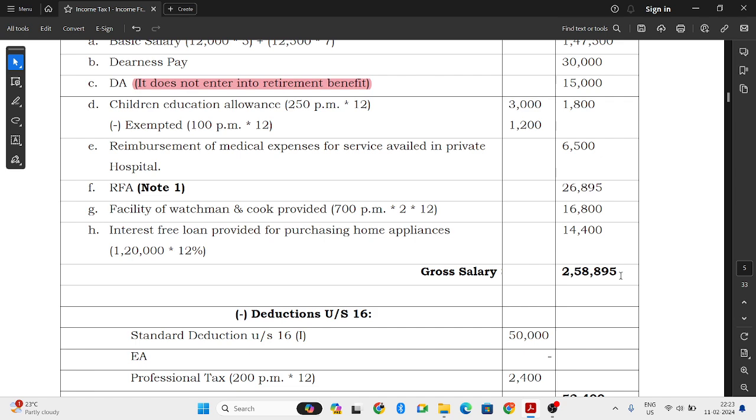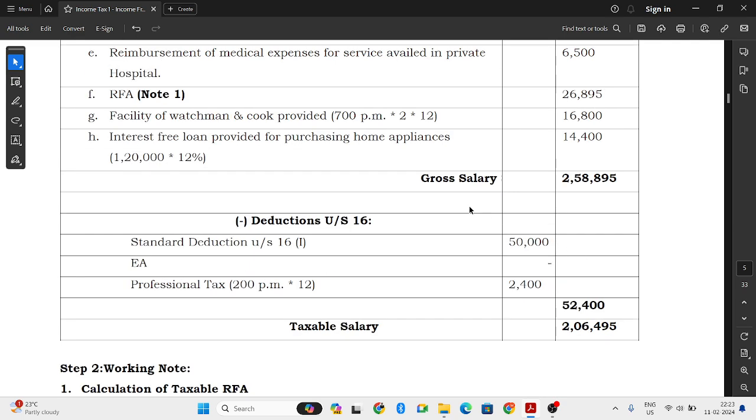When you add all these things, the gross salary will be 2,58,895. Again, you will get the deductions under section 16. We have three kinds of deduction. The first one is the standard deduction, where you get 50,000. The second deduction, entertainment allowance, is only for government employees, so Srimati Savita is not a government employee, and let us not bother about that. For professional tax, she has paid 200 per month, so for 12 months a total of 2,400, which she will get as a deduction. So the total deduction applicable is 52,400.